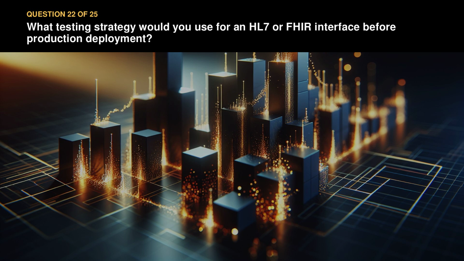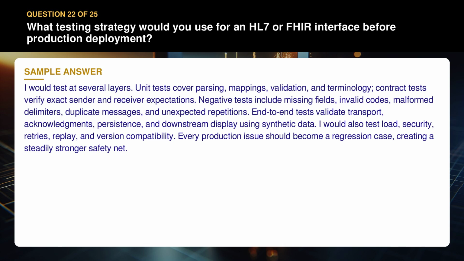Question 22. What testing strategy would you use for an HL7 or FHIR interface before production deployment? I would test at several layers. Unit tests cover parsing, mappings, validation, and terminology. Contract tests verify exact sender and receiver expectations. Negative tests include missing fields, invalid codes, malformed delimiters, duplicate messages, and unexpected repetitions. End-to-end tests validate transport, acknowledgements, persistence, and downstream display using synthetic data.